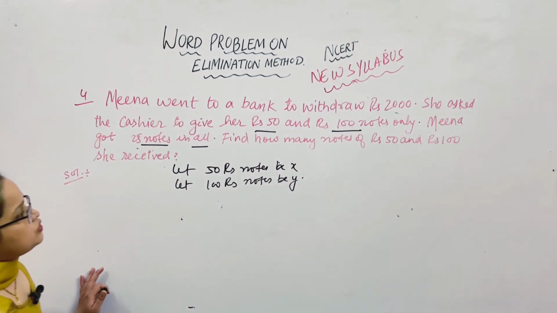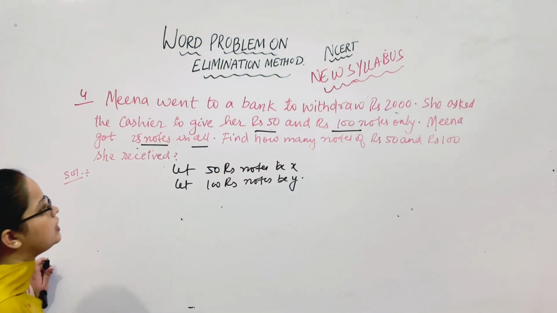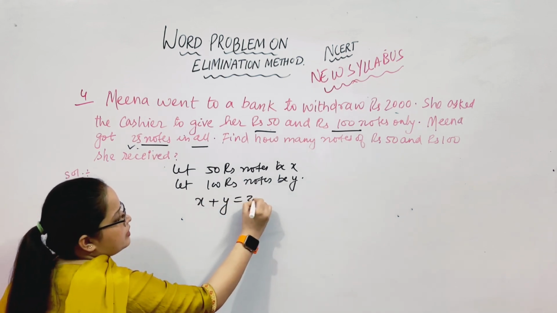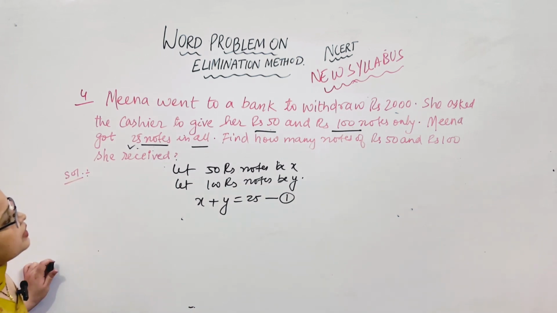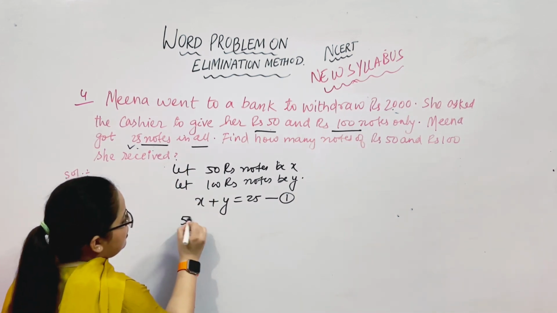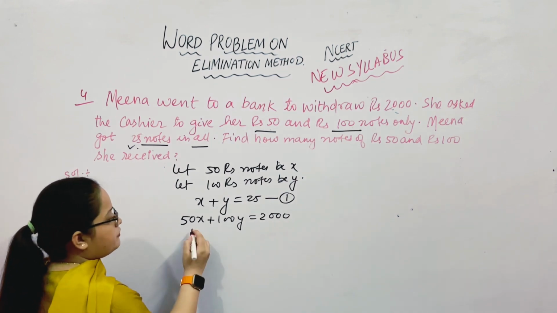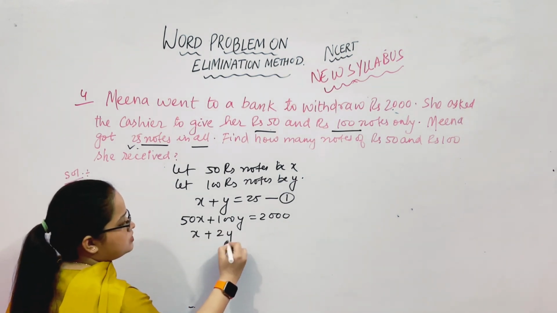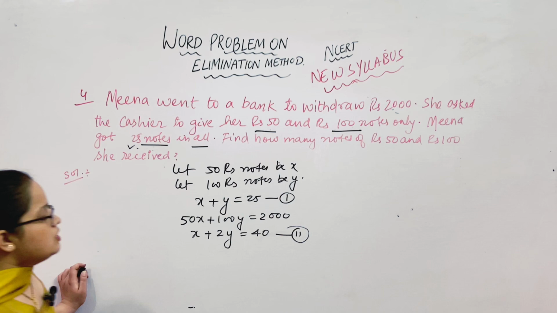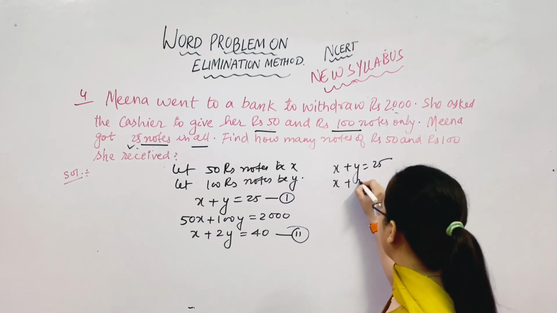Okay. So she went to bank to withdraw rupees 2000 and asked the cashier to have 50 and 100 rupees notes only. So Meena got 25 notes in all. That means our first equation becomes x plus y is equals to 25. And total amount she withdraws, that is 2000. That means 50x plus 100y is equals to 2000. Taking 50 as common, it will become x plus 2y is equals to 40. This will be your second equation. So x plus y is equals to 25, x plus 2y is equals to 40.